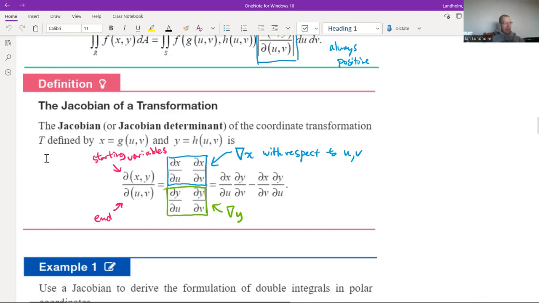It's a scale factor to translate between x and y coordinates and u and v coordinates. In order to calculate the Jacobian, we are going to take 4 partial derivatives, and those are going to be entries in a 2x2 matrix. The top row of the matrix is the gradient of x with respect to u and v, and the bottom row is the gradient of y with respect to u and v. And so it's this cluster of partial derivatives that we end up calculating to get the scale factor from x and y into u and v.